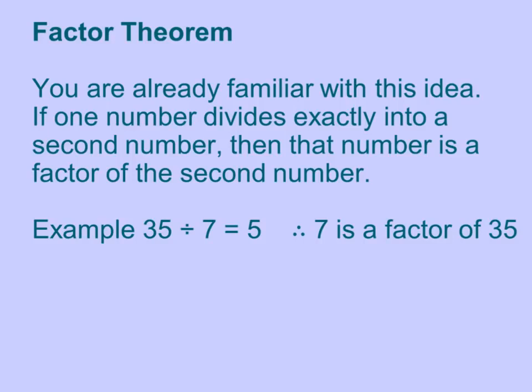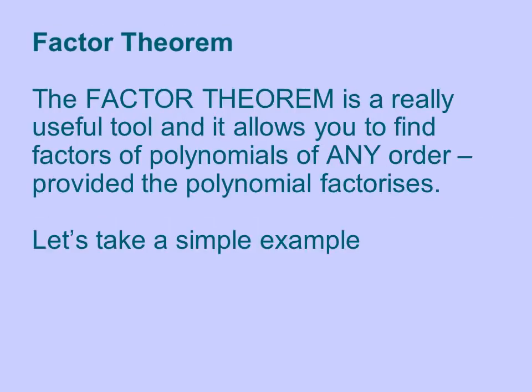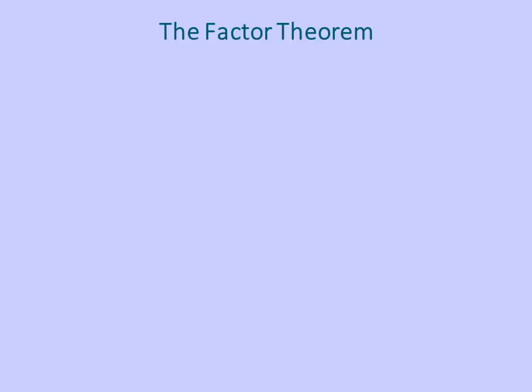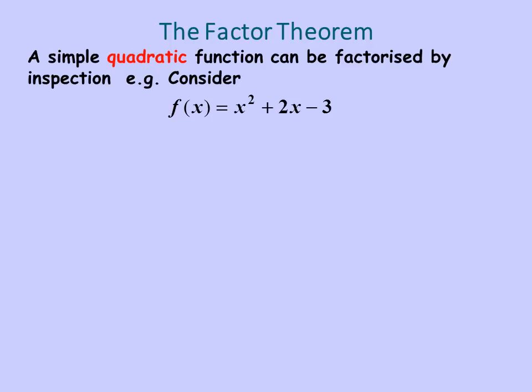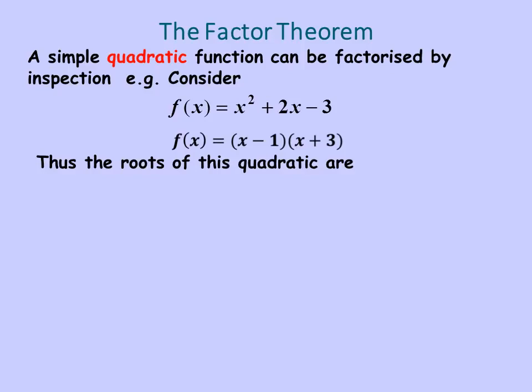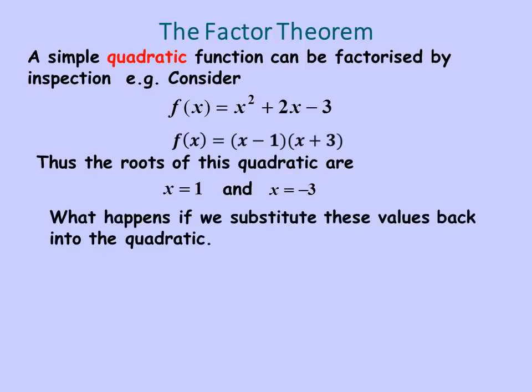A similar thing happens in algebra. The factor theorem is a really useful tool, and it allows you to find factors of polynomials of any order, provided the polynomial factorizes. Let's take a simple example. A simple quadratic function can be factorized by inspection. For example, f of x is equal to x squared plus 2x minus 3, which factorizes to be x minus 1, x plus 3. Thus, the roots of this quadratic are x is equal to 1 and x is equal to negative 3. What happens if we substitute these values back into the quadratic?